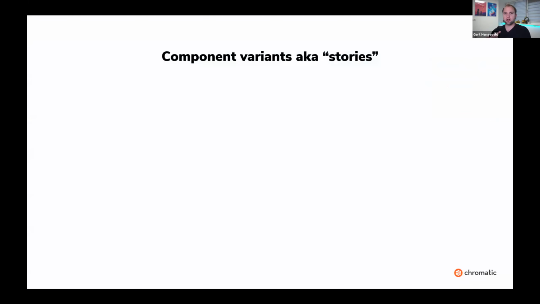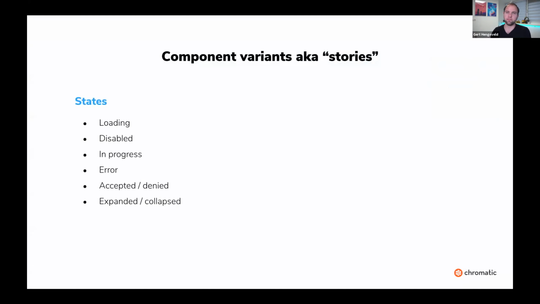All right, so let's talk about these component variants, aka stories. There is a bunch of things that you can use this for. You previously saw this example with a primary and secondary appearance of a button, which is just variations on the theme, color-wise or such. But there is way more that you could consider here.